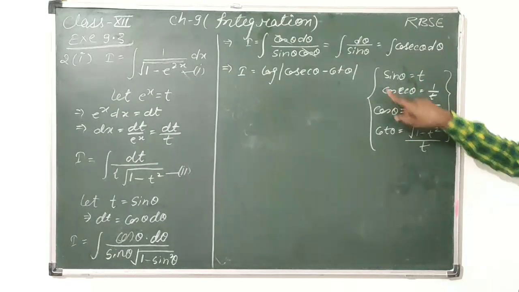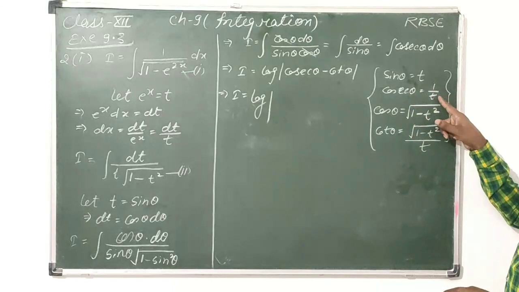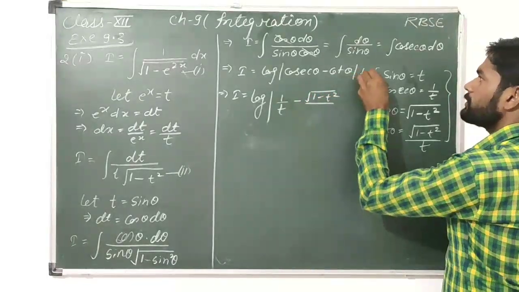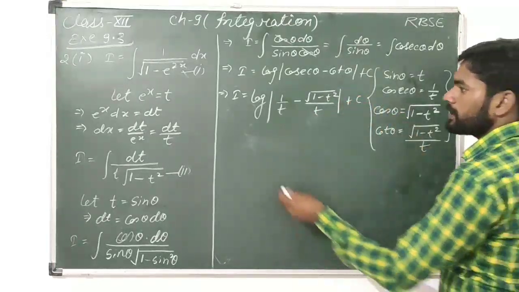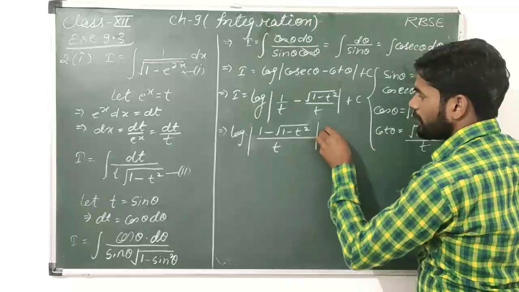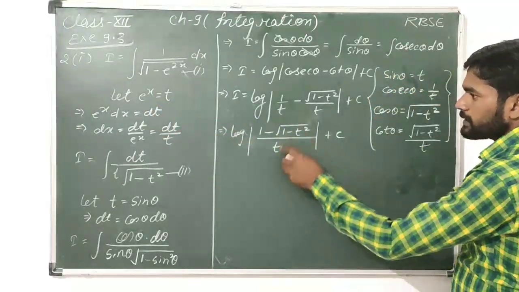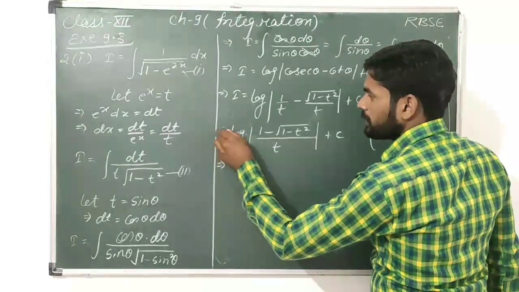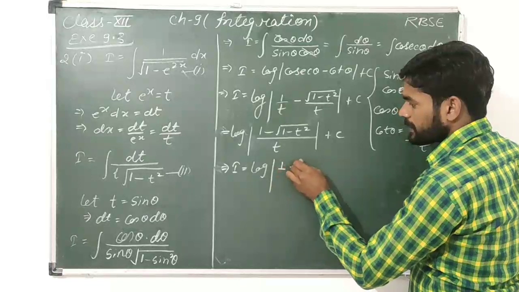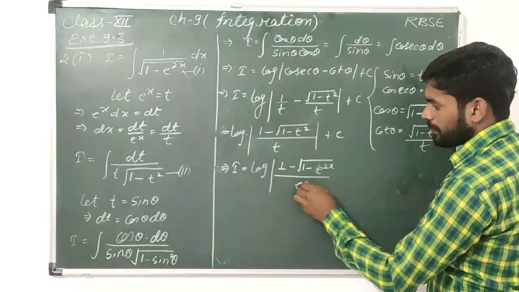Apply these values here. I is equal to log of cosec theta, which is 1 upon t, minus cot theta, which is under root 1 minus t square upon t, plus c. Taking the LCM, log of 1 minus under root 1 minus t square upon t, plus c. Now t was also our own substitution, so t is equal to e to the power x. I is equal to log of 1 minus under root 1 minus e to the power 2x, upon e to the power x, plus c.